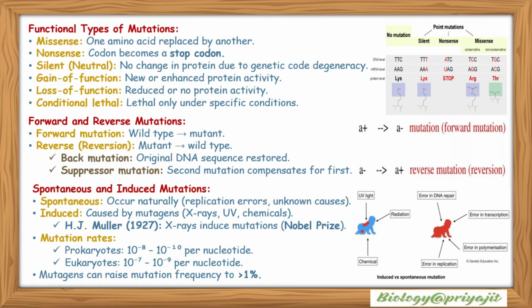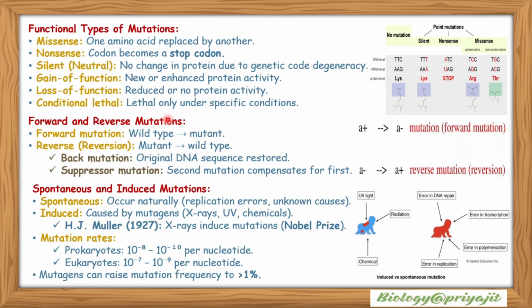Functional types of mutations. Mutations are of various types, like missense mutation, where one amino acid is replaced by another; this is the image showing the missense mutation. Nonsense mutation: when a codon becomes a stop codon, it is called a nonsense mutation. Silent or neutral mutation: no change in protein due to degeneracy of the genetic code. Gain of function: new or enhanced protein activity is achieved. And loss of function: reduced or no protein activity. Conditional lethal mutations occur only under specific conditions.